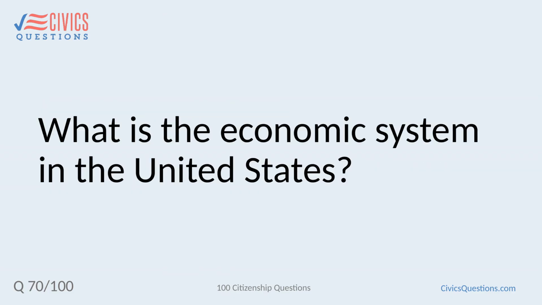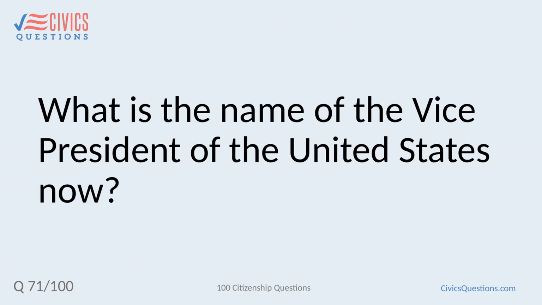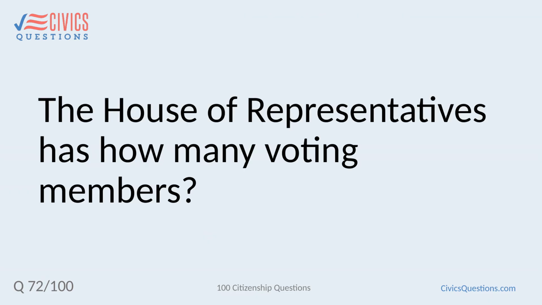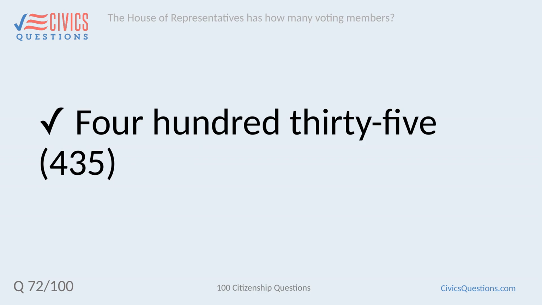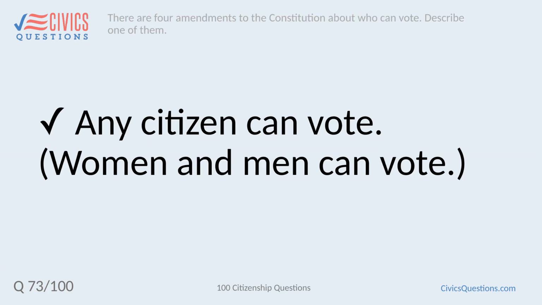What is the economic system in the United States? Market economy. What is the name of the Vice President of the United States now? J.D. Vance. The House of Representatives has how many voting members? 435. There are 4 amendments to the Constitution about who can vote. Describe one of them. Any citizen can vote. Women and men can vote.